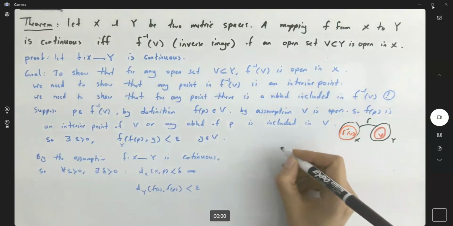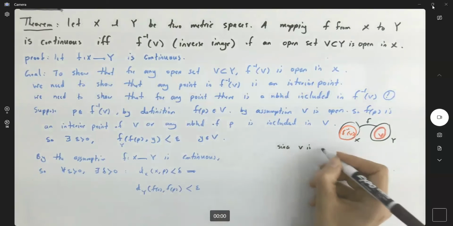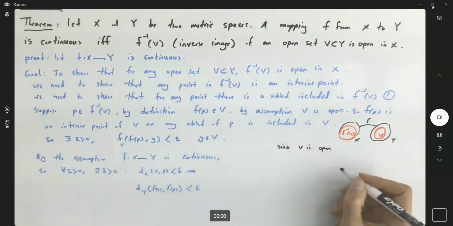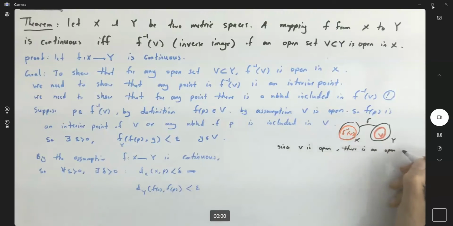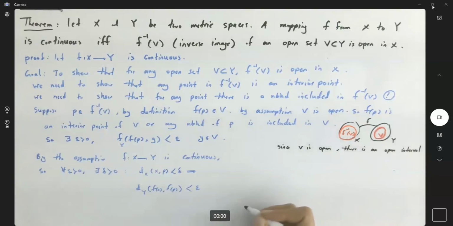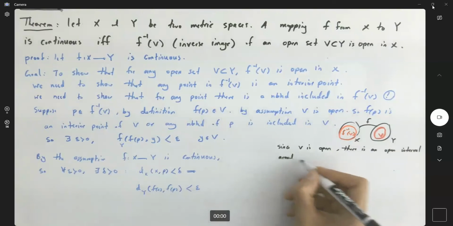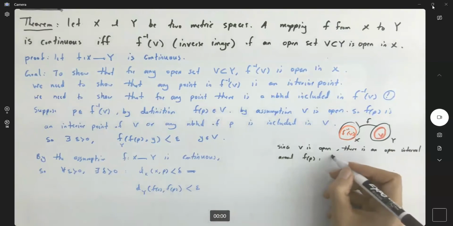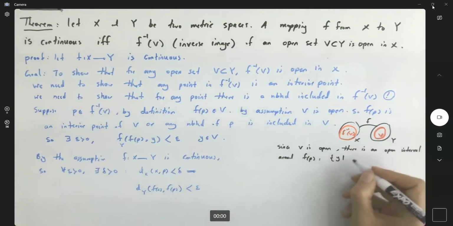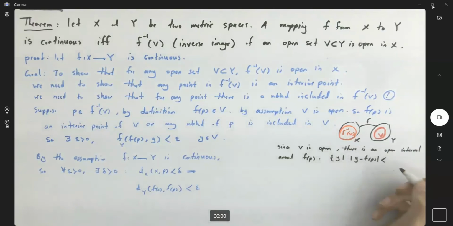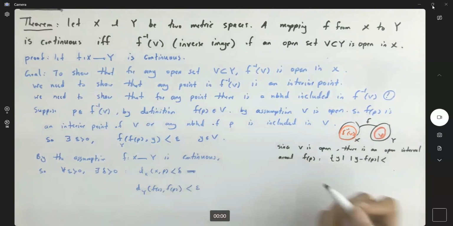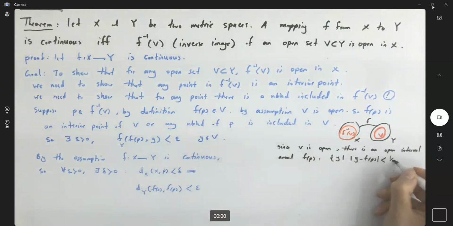We are saying that since V is open, there is an open interval around f of p, for example, the set of all y values such that the absolute value of y minus f of p is less than epsilon. That epsilon can be a very small number, like 1 over m. And this open neighborhood, open interval, is included in V.